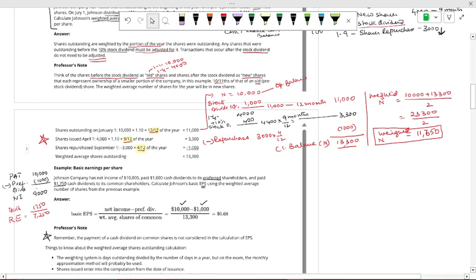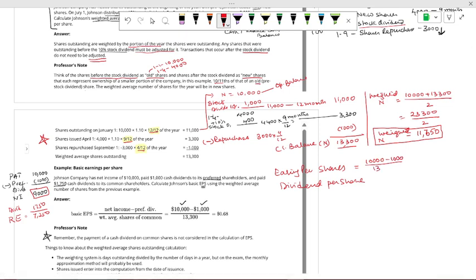How much dividend you are paying or not paying is not material. It is not important for us. Earning per share will be calculated on this amount only. Earning per share is different, and dividend per share is different. Earning per share is how much? 10,000 minus 1,000 divided by the weighted average 13,300.